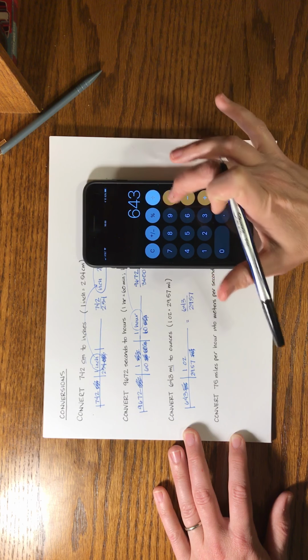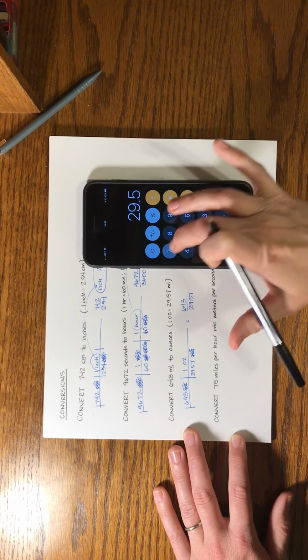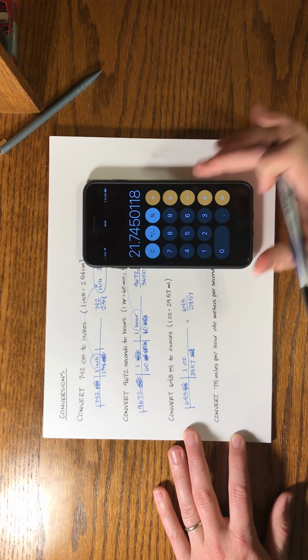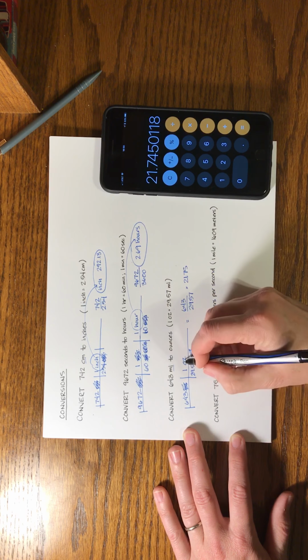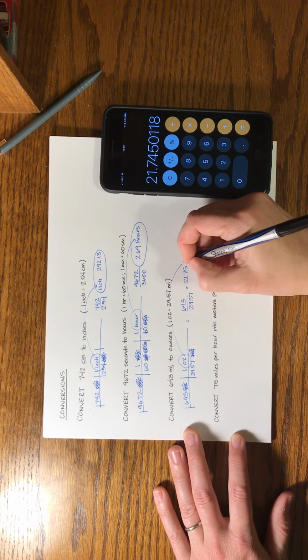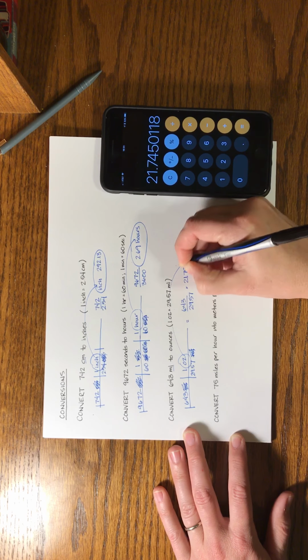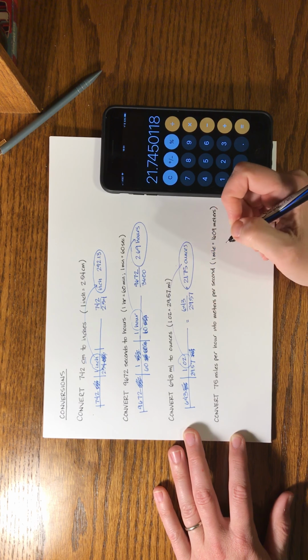643 divided by 29.57 equals 21.75. The only unit here is ounces. Move this over, ounces. So here's our answer, 21.75 ounces.